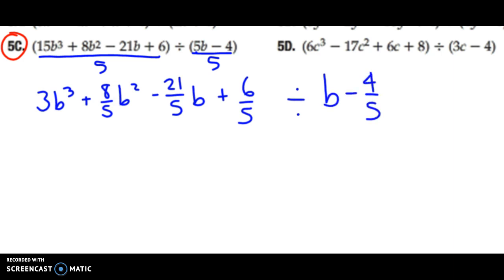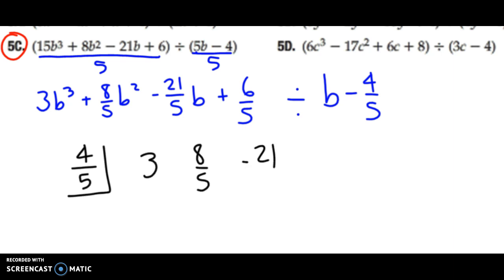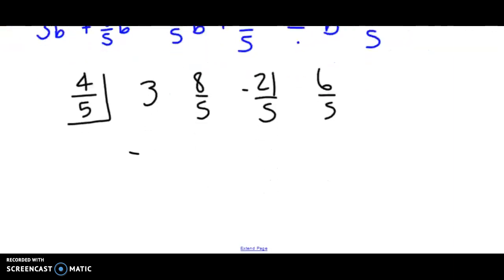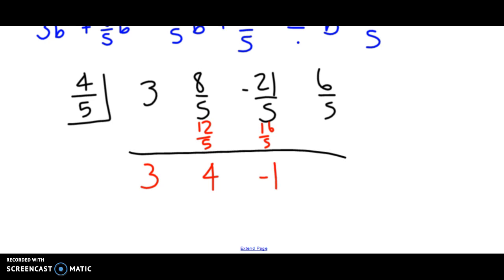Notice it's going to be x minus r. So in our case, b minus 4/5. So my r is going to be 4 fifths. And then I get 3. And I get 8 fifths. Negative 21 fifths. And then a positive 6 fifths. Okay, now I can synthetically divide. I drop 3 down. 4 fifths times 3 is going to be 12 fifths. So that would be 20 fifths, which is 4. 4 fifths times 5 is 16 fifths. Negative 21 fifths plus 16 fifths is a negative 5 fifths, which is negative 1. 4 fifths times negative 1 is a negative 4 fifths.